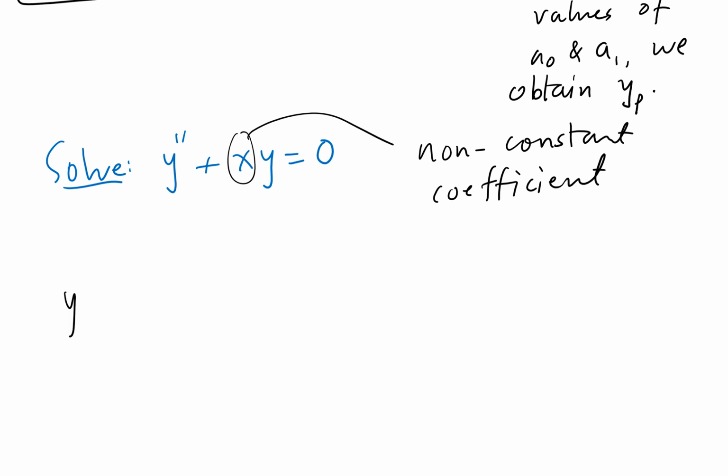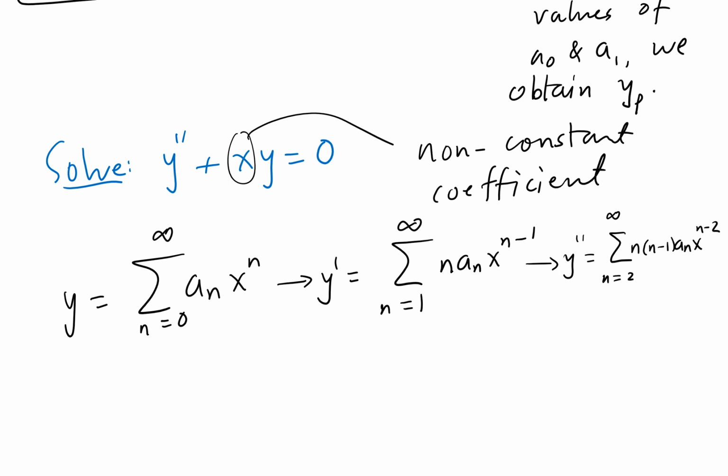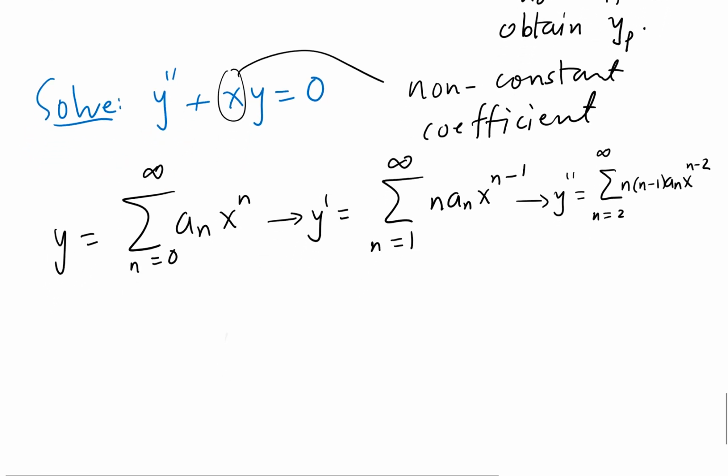Well, we start with y equals the sum of a sub n x to the n, n goes from 0 to infinity. And again, we need to find y prime, which is the sum of n a_n x to the n minus 1, n goes from 1. Remember, n starts at 1. And from there you can find y double prime, n starts at 2 to infinity, n times n minus 1, a_n x to the n minus 2. So we found y prime and y double prime. If the equation has y triple prime, you have to go further and get y triple prime.